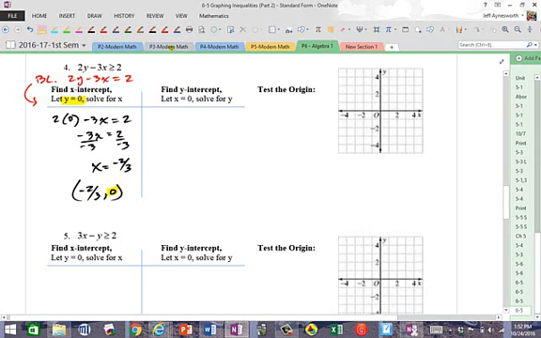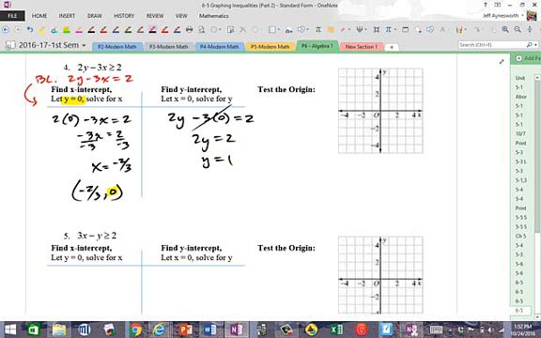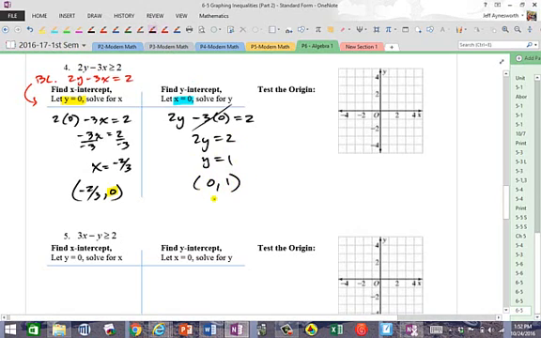Over here we have let x equal 0. So 2y minus 3 times 0 is equal to 2. So 2y equals 2. That means y equals 1. So in this case, since x is 0, we have 0 comma 1. So let's plot these points.